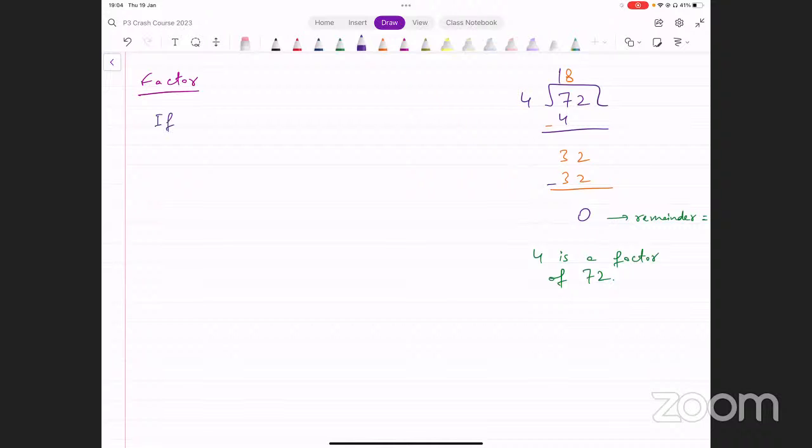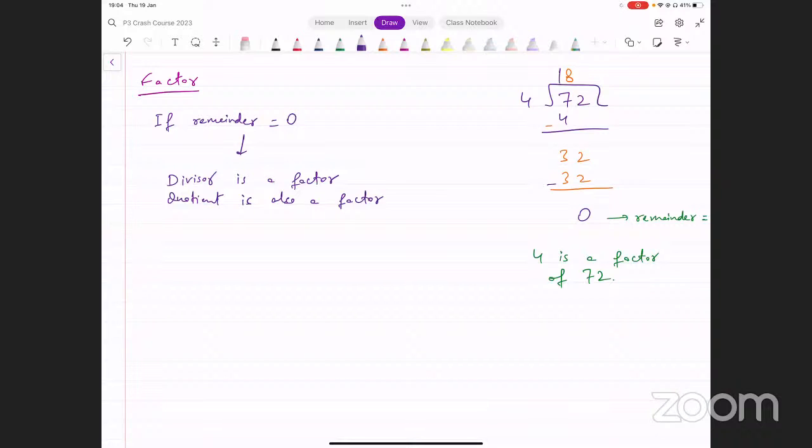So factor kya hota hai? If the remainder equals 0 in a division process, that means the divisor, this number here, is a factor of the dividend, and the quotient is also a factor. Okay, they're both going to be factors. Make sense? Any problems?